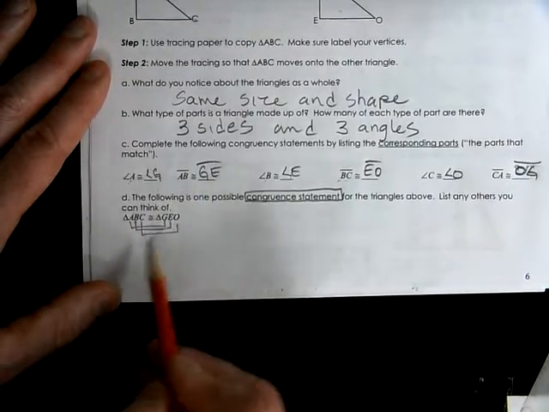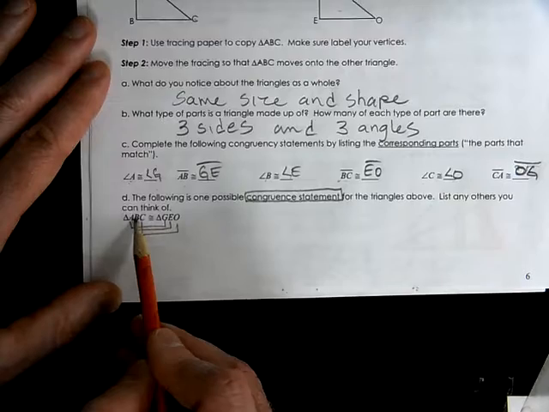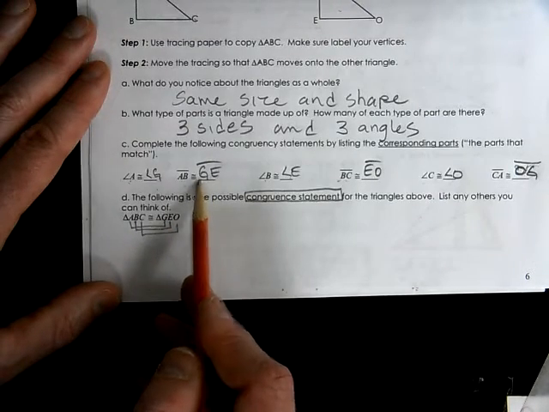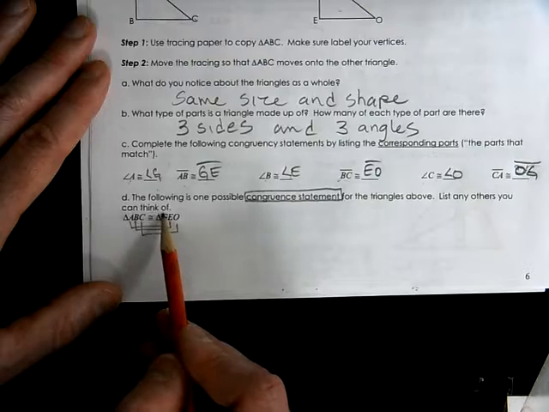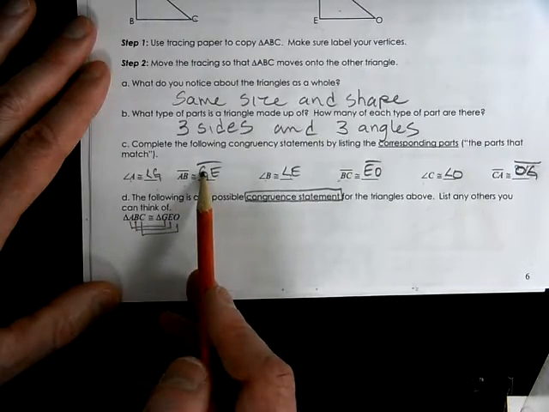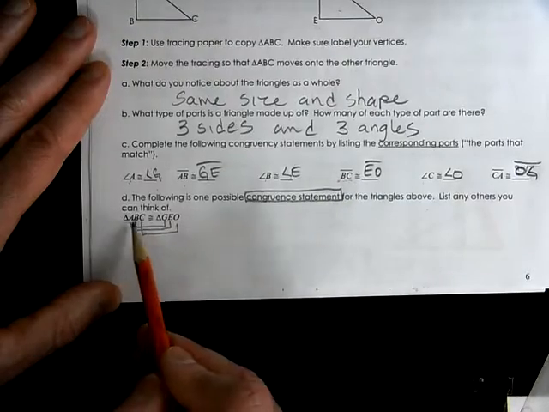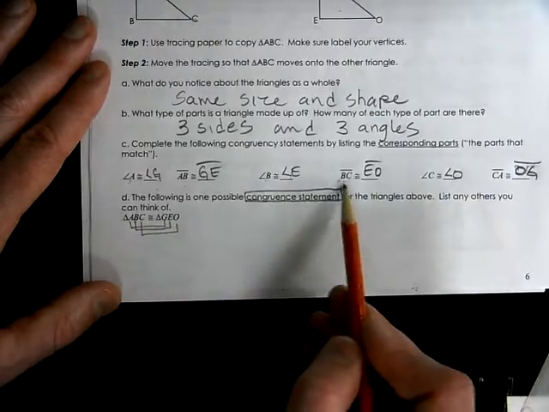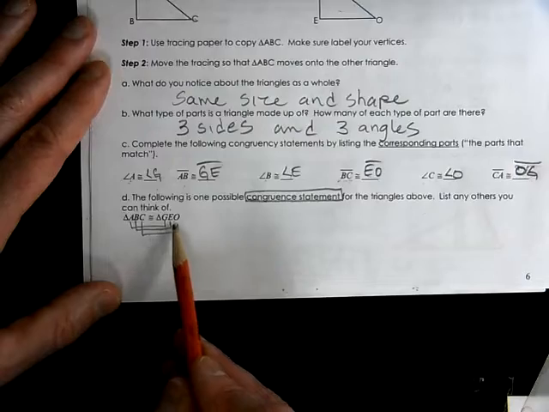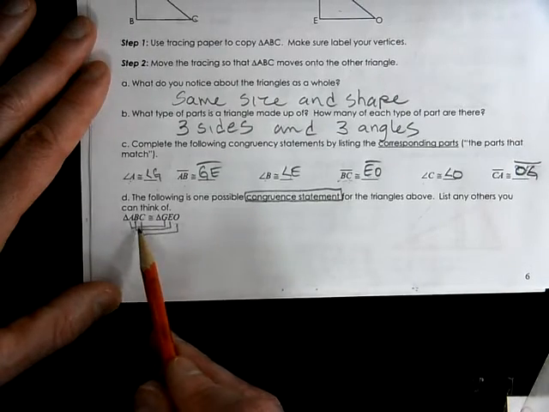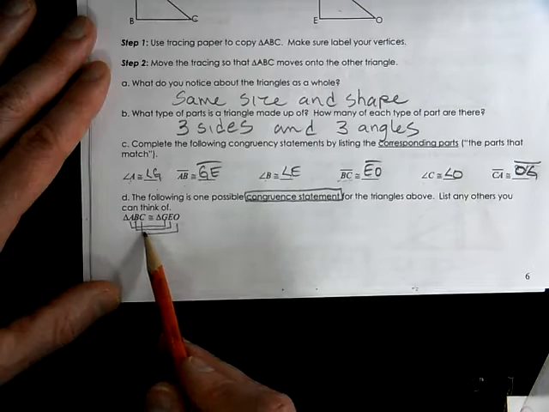Here are the segments. Notice that AB are the first two letters. GE are the first two letters. AB and GE. BC were the last two letters. It's congruent to EO, which are the last two letters. So the order of the congruent statement matters.